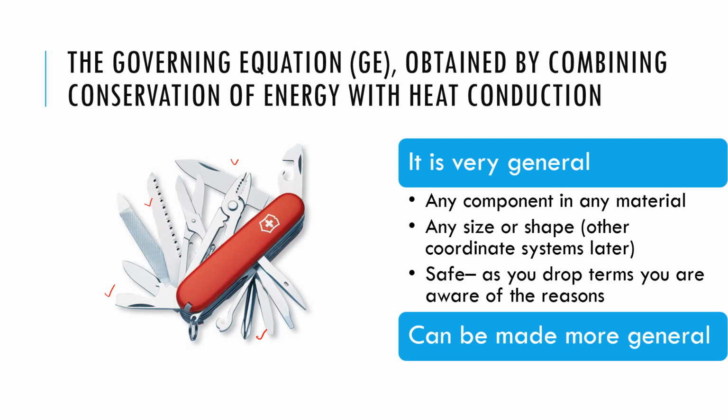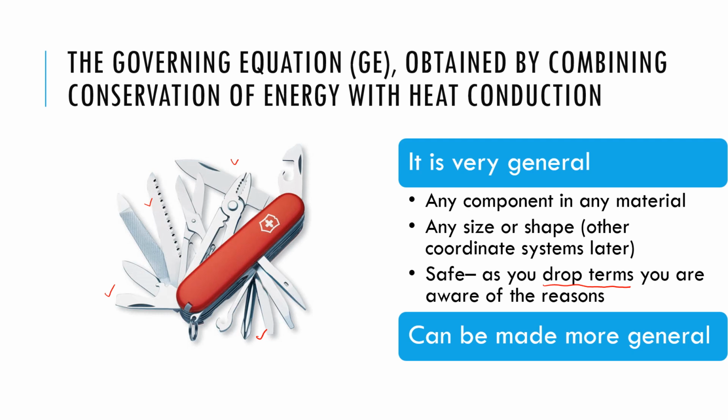And most importantly, starting from this general equation is very safe, because as you drop terms, we are very aware of what physics that we are not including. This is much better than going ad hoc and trying to develop a simple equation and then trying to build in complexity.